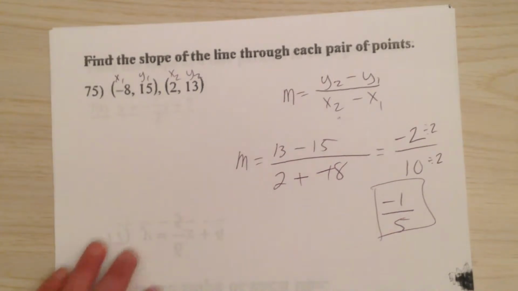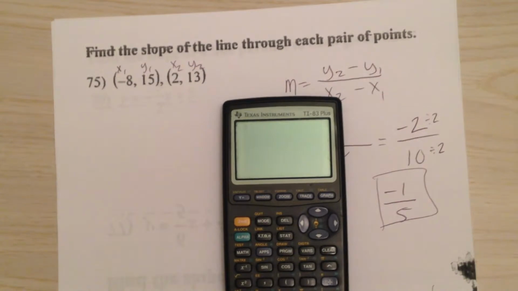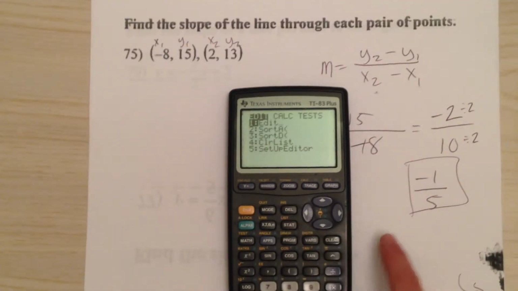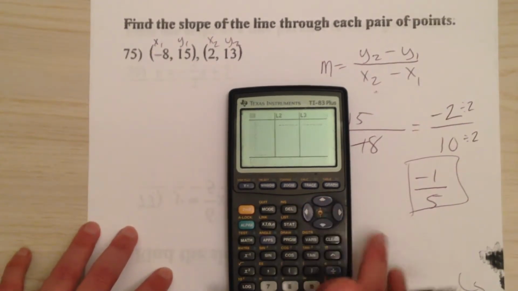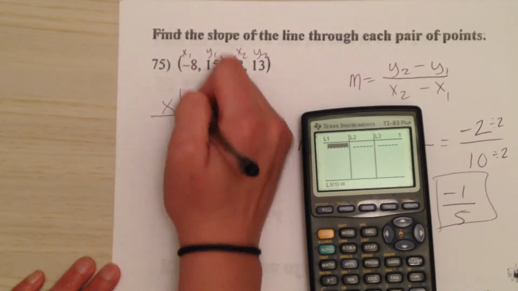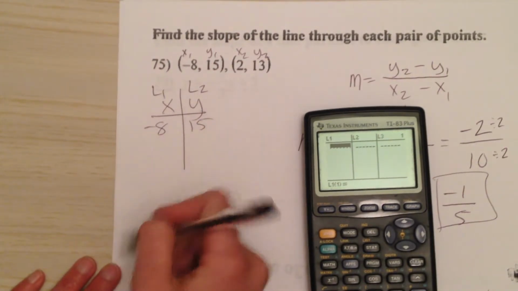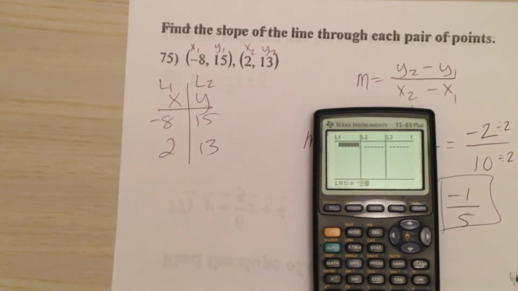Negative 1 over 5. Another way of doing this, now that we have our calculators, there's actually some calculator tricks for this. If you want to put in your stat, edit, you can put in your L1 and your L2 and get out the slope this way as well. So you have one coordinate, L1, L2, and it's going to be split up between the two. So the negative 8 goes with 15, and the 2 goes with 13. So that's what I'm going to put in. I have enough to make the entire line here. And then 15 and 13.